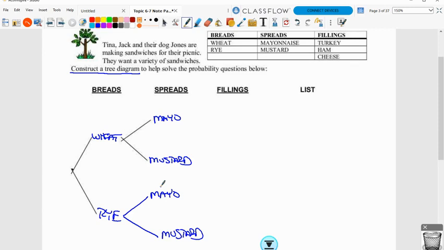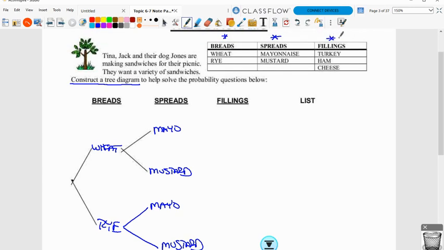The last thing that we have to choose is the type of filling that we want. So there are three types of fillings, turkey, ham, and cheese. The bread and the spread choice doesn't affect the type of filling that you had. So if you had wheat bread and mayo, you have three choices of fillings. You could either have turkey, you could have ham, or you could have cheese. So we put three branches off of mayo. But it's going to be the same thing for the mustard. If you had wheat bread and mustard, you can still choose either turkey, ham, or cheese.